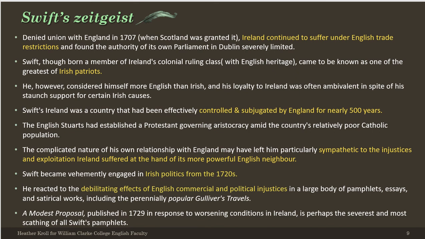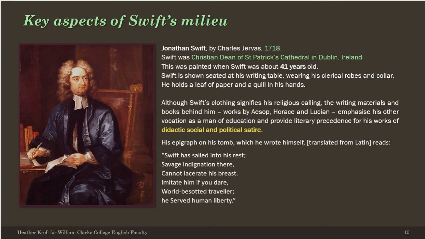And perhaps it's the most extreme and scathing of all Swift's pamphlets, where he proposed, in order to bolster their economy, that England should just start serving and eating Irish babies, because really that's what they were doing. They were causing people to die, so they may as well just eat the babies because that's how thoroughly they owned them. So those are key aspects of Swift's milieu.